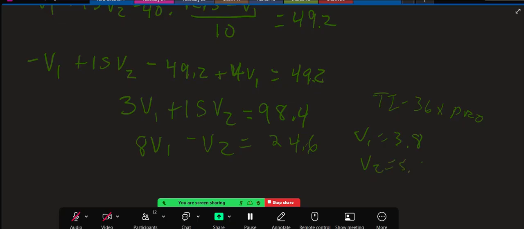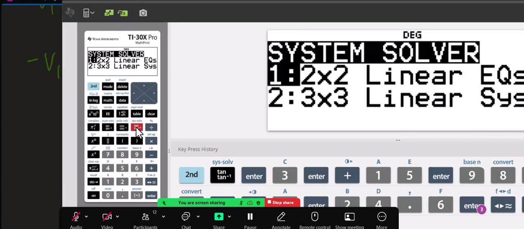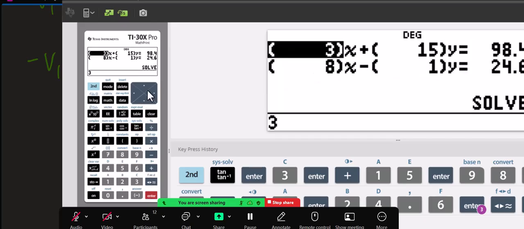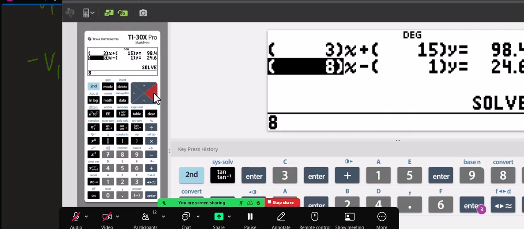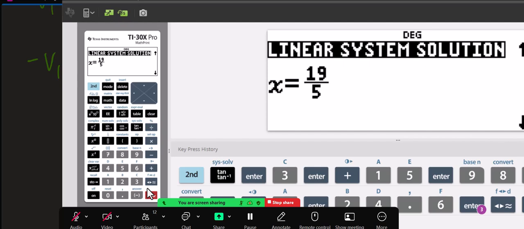How did you get there again on the calculator? Do you have the TI 36X Pro? Yeah. So what you do is you go to second, and the tangent button is System Solve, and it was a 2x2, so I chose the 2x2, and then you just put in the coefficients and the sign, and then go to solve. And it gave me the answer as a fraction, and the little button above the enter button will turn things back and forth between fractions and decimals.